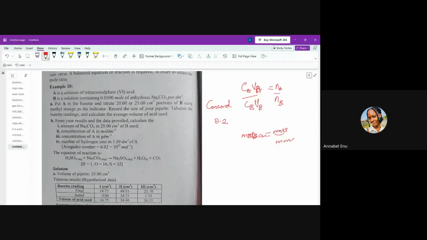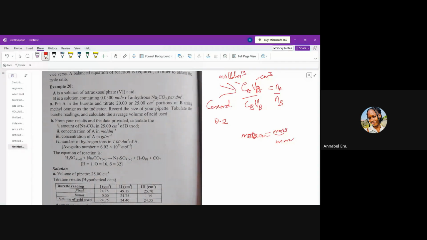Now, in a situation like this, for this first general formula, the volume can be in centimeters cube and the concentration can be in mole per dm cube. Even though dm cube tells us about the volume, we don't have to convert the centimeters cube to dm cube, provided the VB is also in centimeters cube.